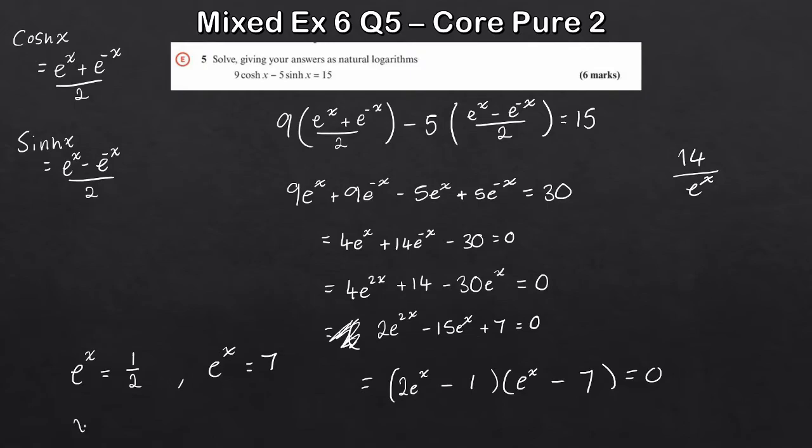So x will be equal to ln of a half, or x could be equal to ln 7. Okay, and then that's both my solutions for this equation here. So x is equal to ln a half, or x is equal to ln 7. So 6 marks for that.